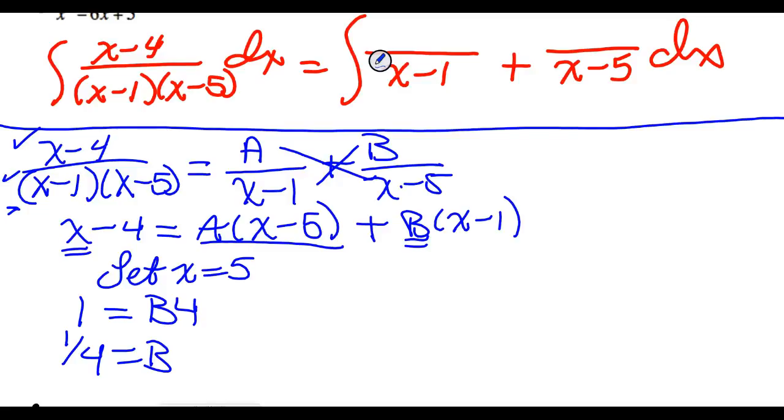B was over the x minus 5. Make sure you put it over the correct one. That's a 1/4. You just put it there on the top. It's going to come out front anyway. Then I would let x equal 1 to get the other one.